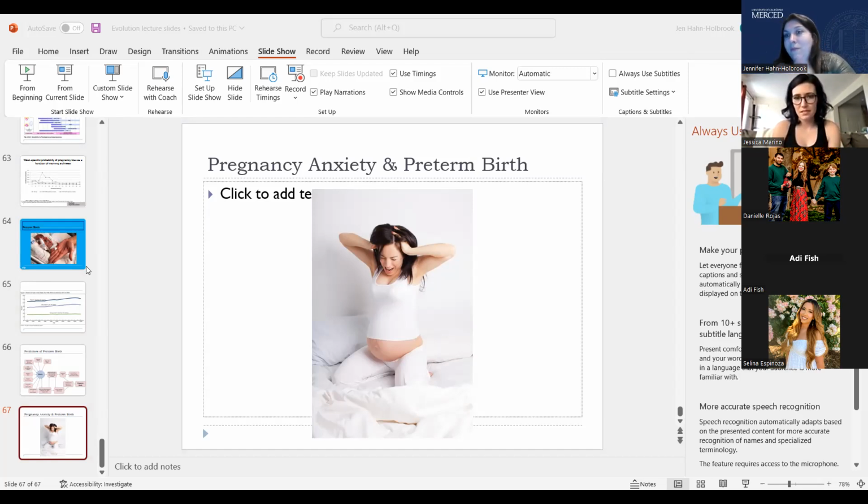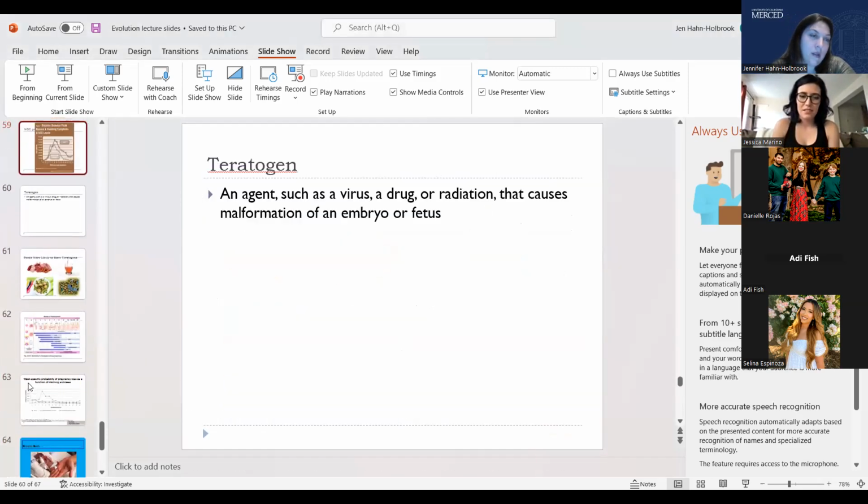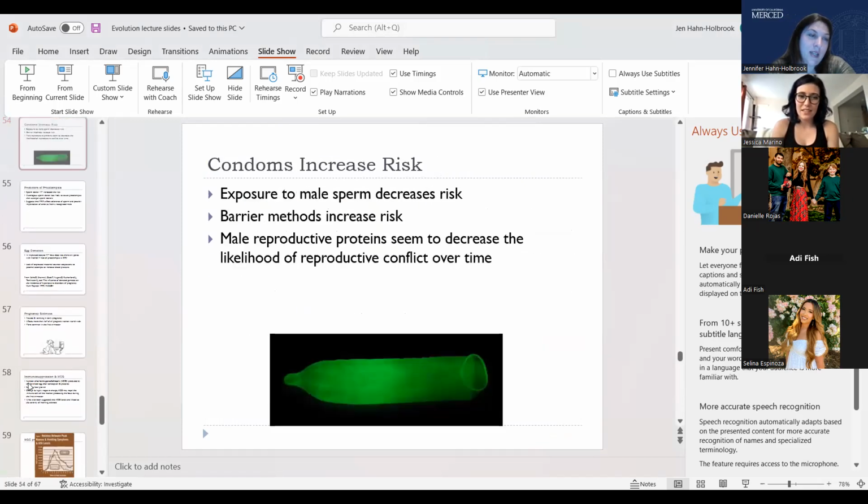They never would have found out that exposure to sperm was a risk factor for preeclampsia if they hadn't thought about it from an evolutionary lens. So let's go back to those four questions. So why don't we go?